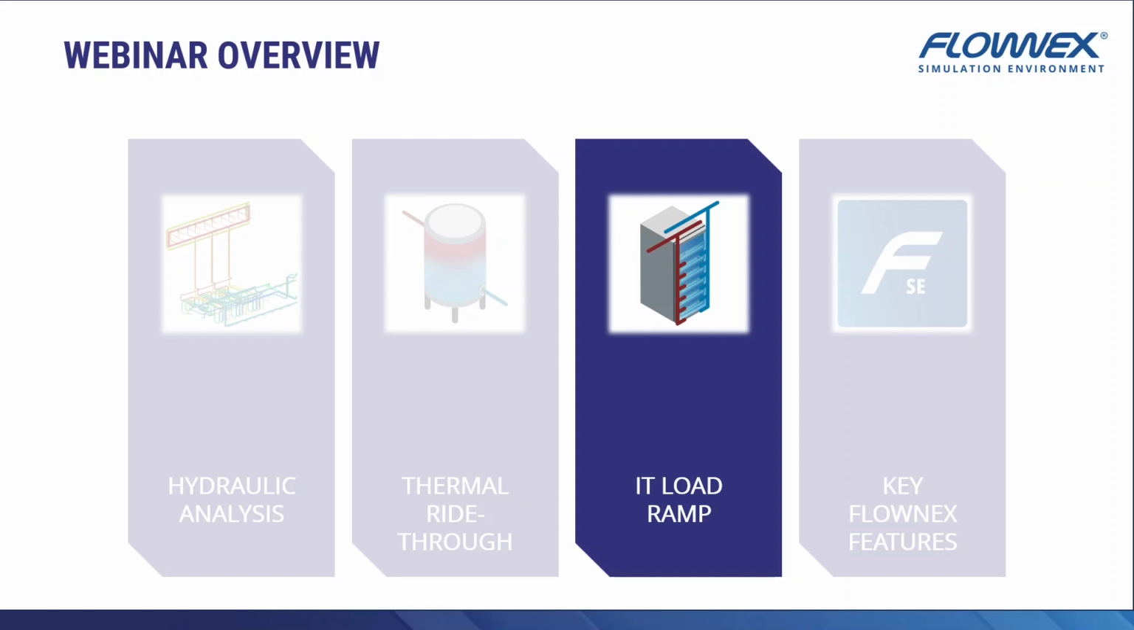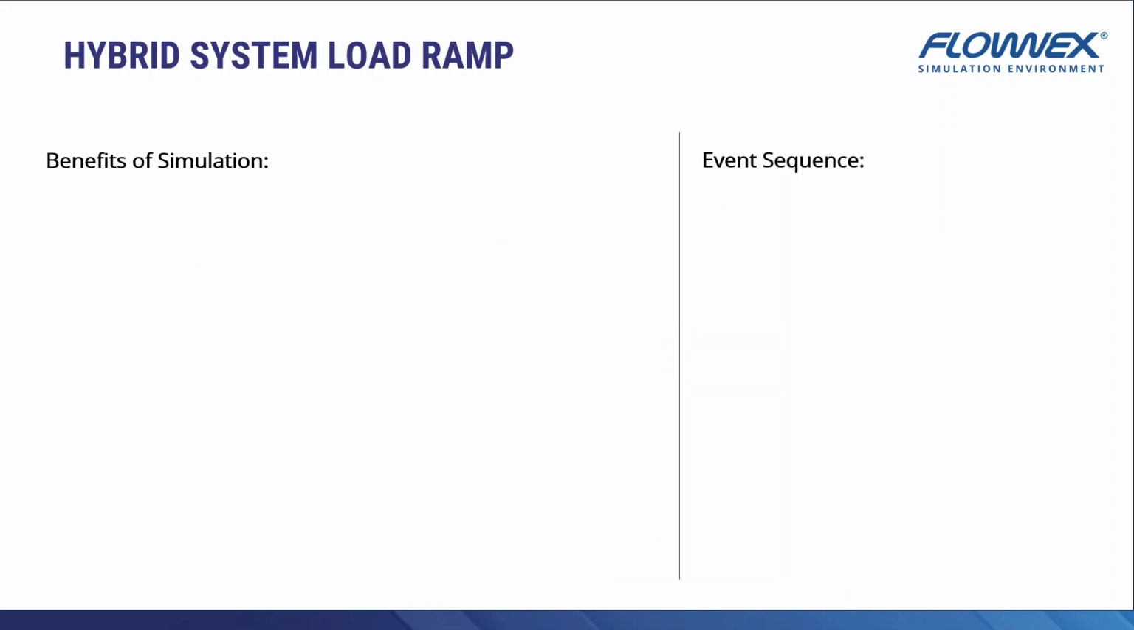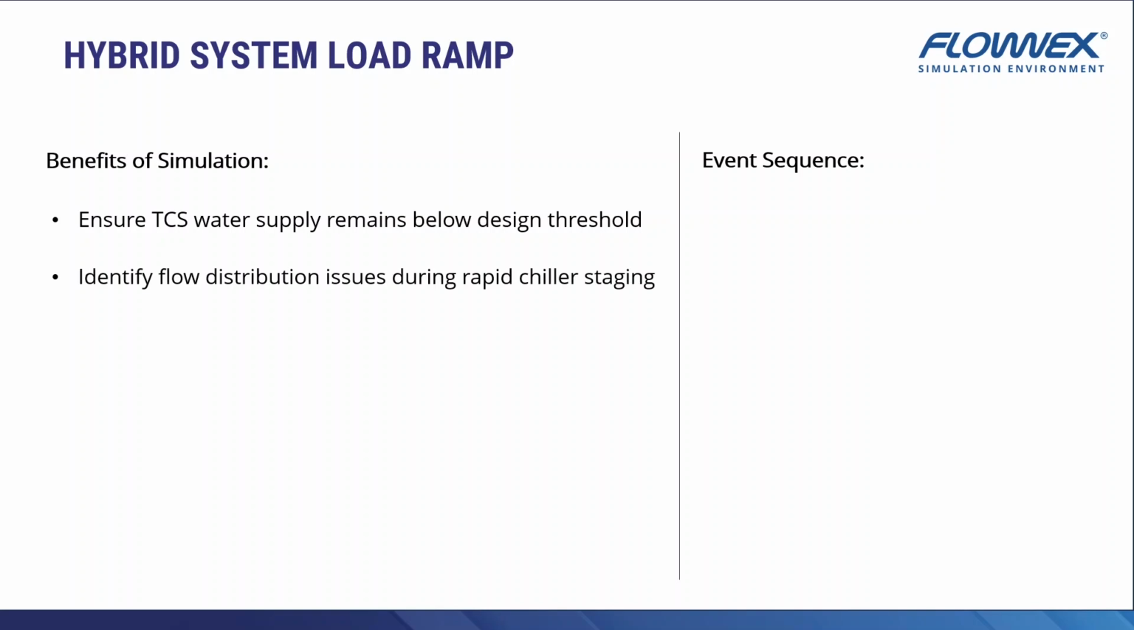These rapid spikes result in rapid increases in cooling demand and often result in increased temperatures if the controls cannot respond quickly enough, which may cause thermal throttling in the IT equipment. Simulating these scenarios ensures that you are confident that the system will provide TCS supply temperatures below the design threshold. It also helps identify any flow distribution issues and allows you to verify that any changes to the control logic provide improved performance.